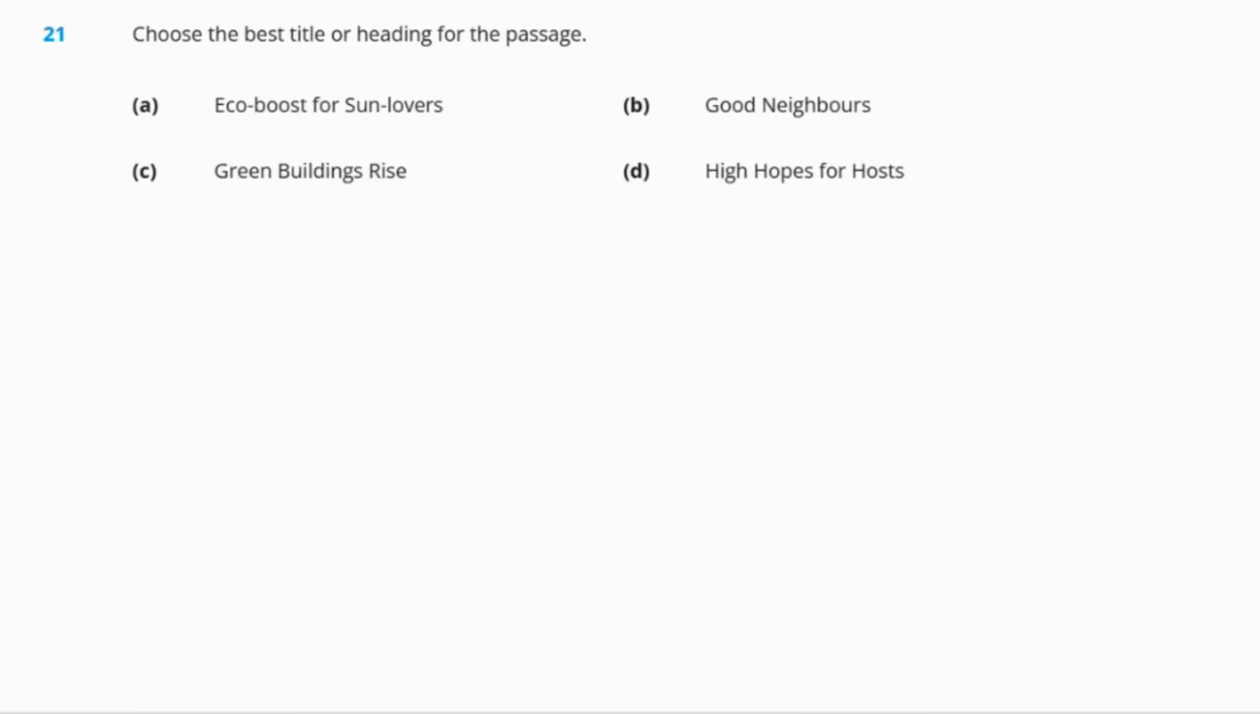So, the first question is choose the best title or heading for the passage. Options are A. Eco Boost for Sun Lovers, option B. Good Neighbors, option C. Green Buildings Rise, and option D. High Hopes for Hostess. So, according to what we have read in the passage, the appropriate title for the passage should be option C. Green Buildings Rise.